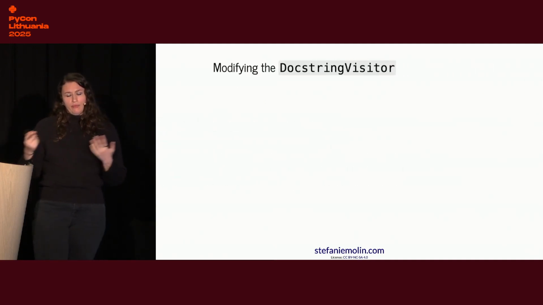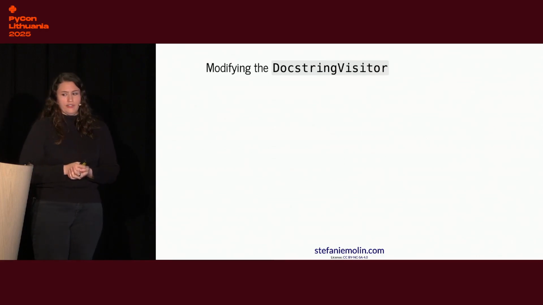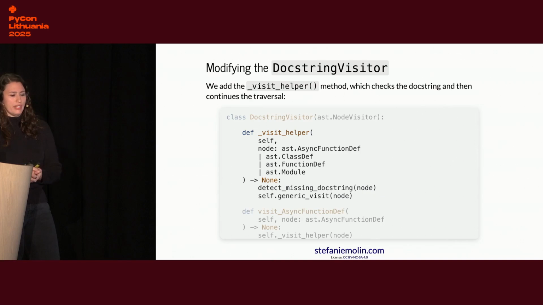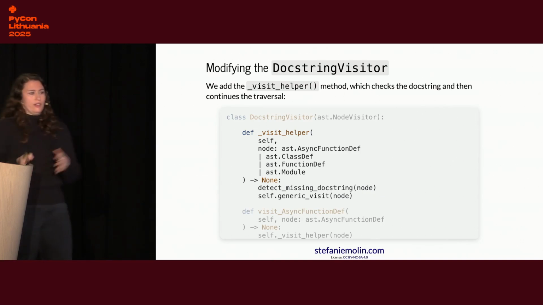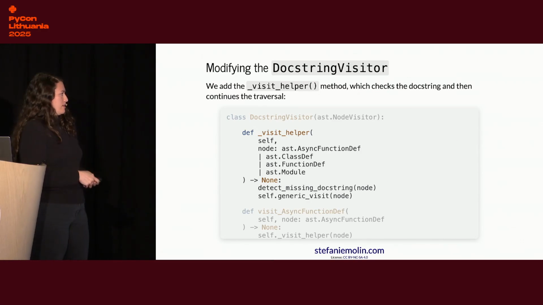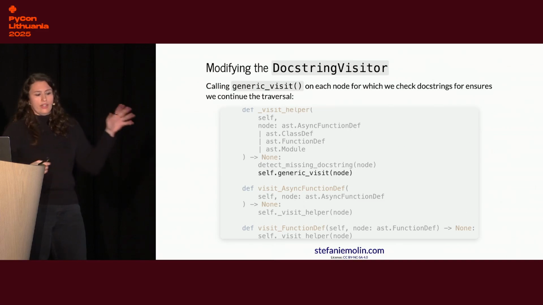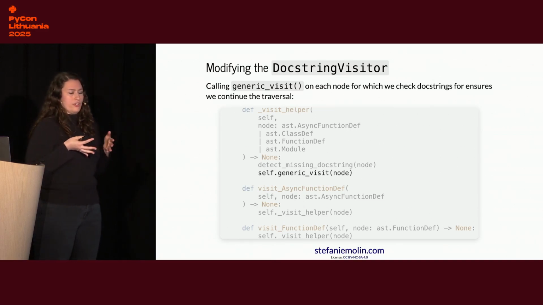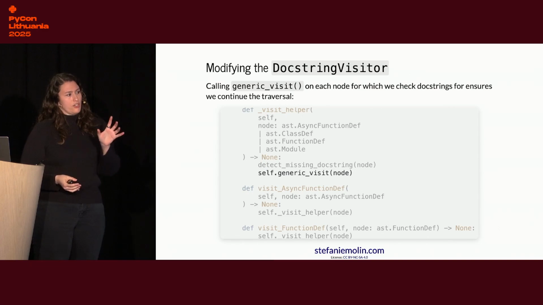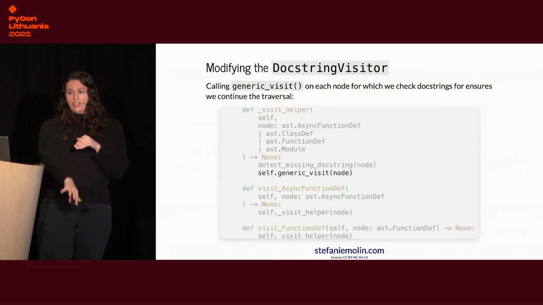So now we know how we need to modify our docstring visitor. We're going to add a visit helper method, and this is going to be called at each node we visit instead of just checking the docstring. So the first thing we're going to do is, again, check for the docstring, but now we're going to focus and actually tell it to continue the visit. So the generic visit call tells it, okay, you've visited the docstring on this node, and now continue down the subtree.